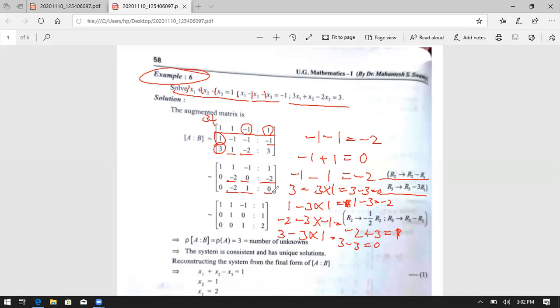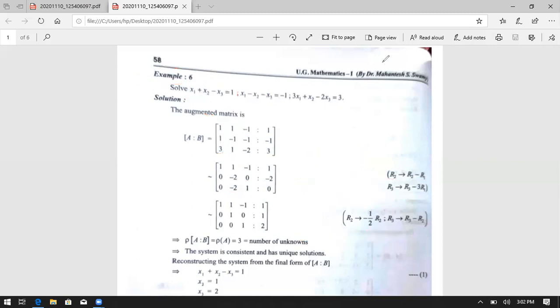Next, this one is 0. After that, R3. See here, R2 is minus 2 and R3 also has minus 2. That's why we operate R2 equals minus 1 by 2 R2. Minus 1 by 2 R2 means minus into minus is plus, the 2 cancel, remaining is 1.